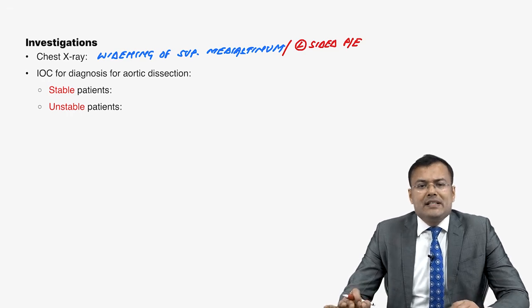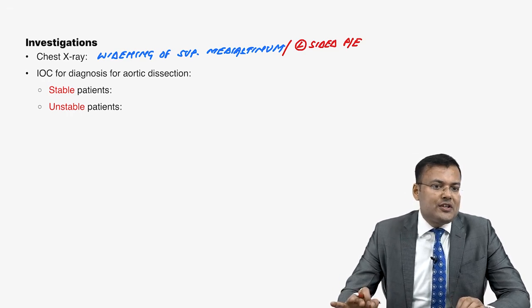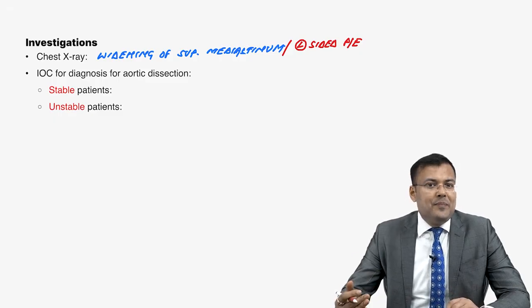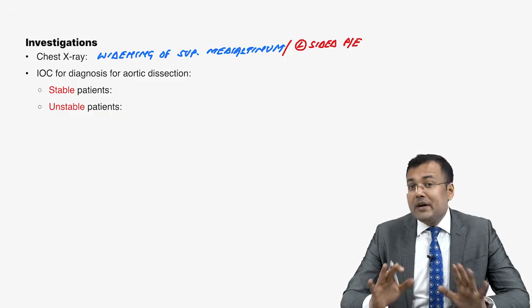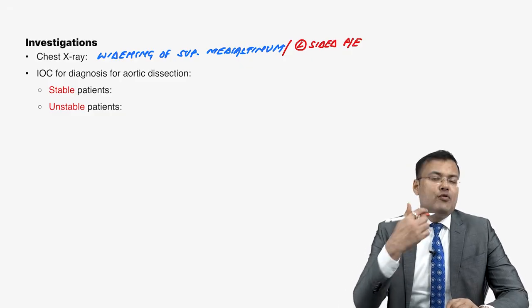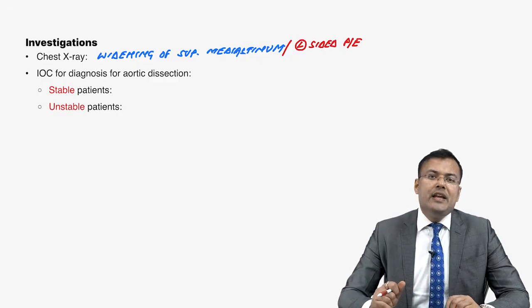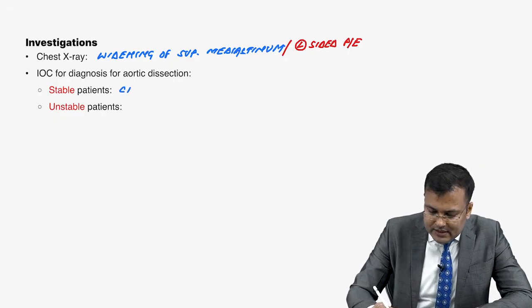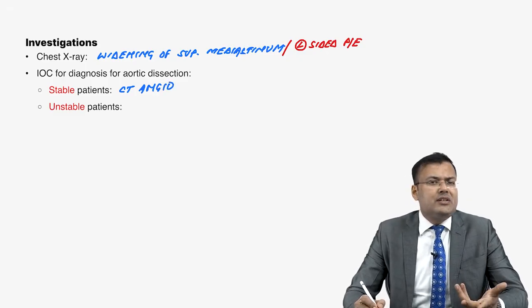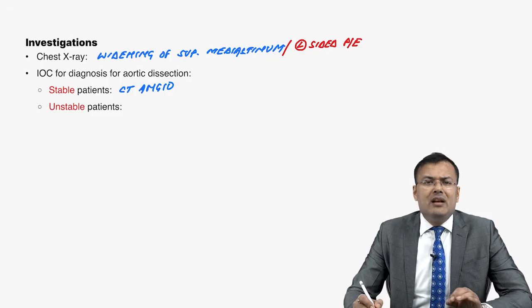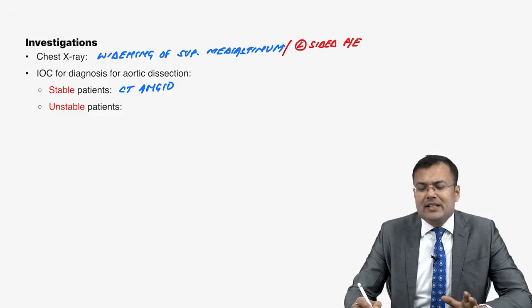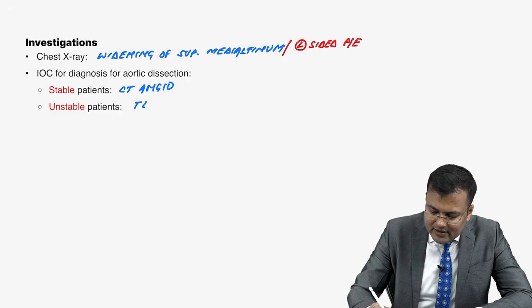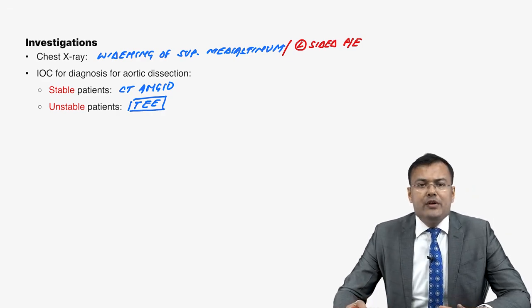What is the investigation of choice for diagnosis of aortic dissection? If the patient is stable, we go for CT angio. But if the patient is unstable, we go for transesophageal echocardiography. You have to remember both. And what is the definition of an unstable patient? When pulse rate is more than 100 per minute and BP is less than 100 mmHg. In an unstable patient, we go for transesophageal echocardiography.